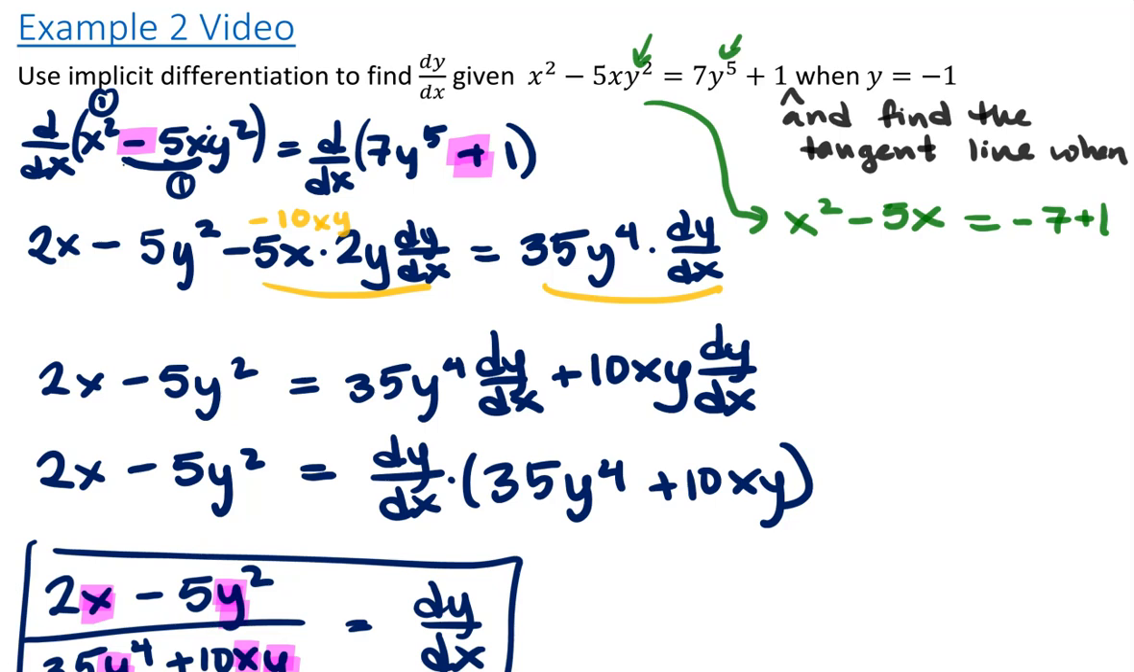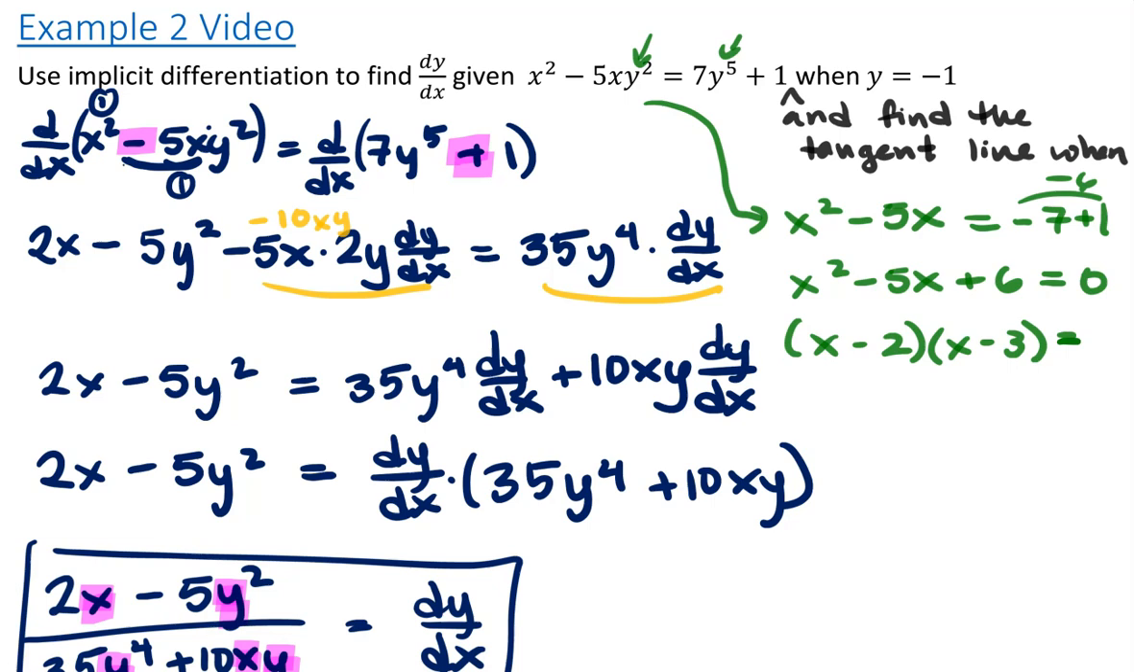That's looking quadratic, so I'm going to set it equal to 0, x squared minus 5x, and if this is a -6, then when I move it to the other side, it becomes a +6. And that even looks factorable. I think I want a -2 and -3. So x equals 2 or 3. So it looks like there's actually 2 points with y equal to -1.